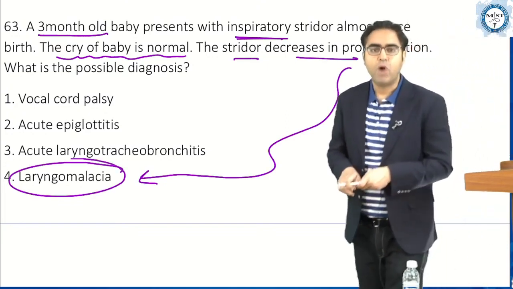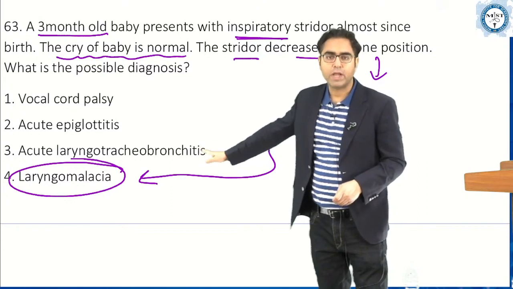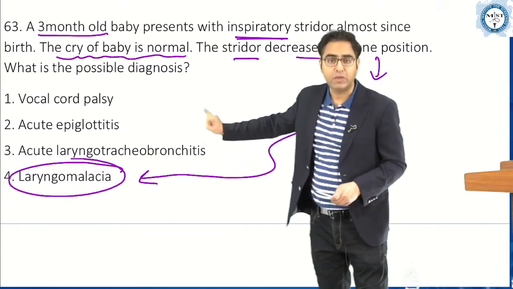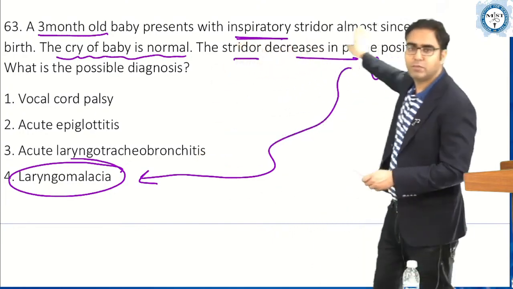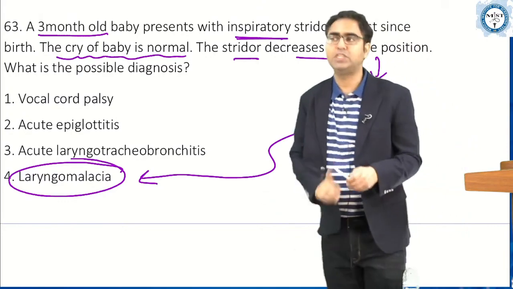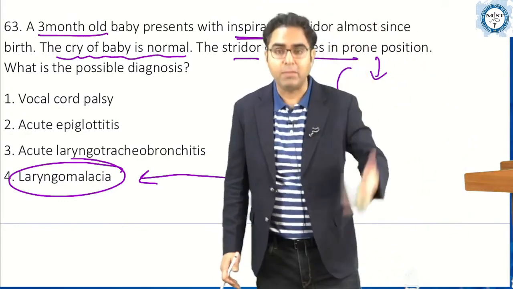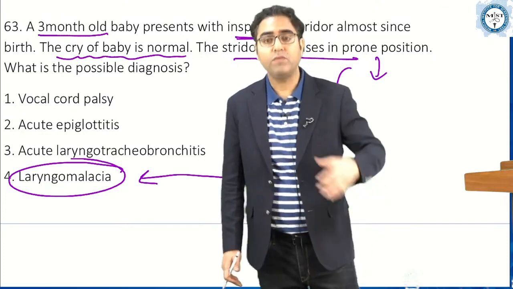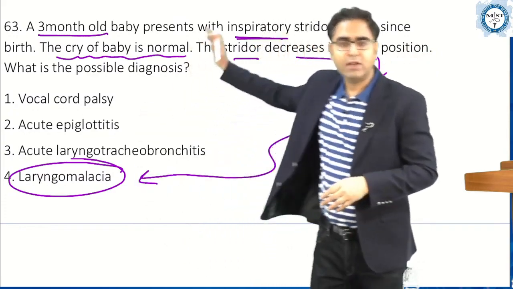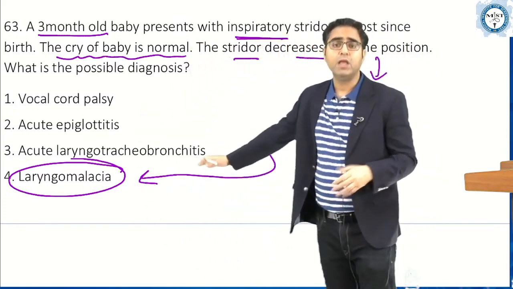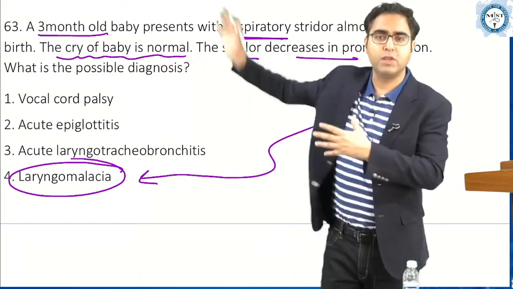Laryngomalacia, beta. Why is it not laryngotracheobronchitis? Laryngotracheobronchitis will have fever and cough also. It's an infection. This stridor is since birth, beta. Whenever in any specialty the question says the problem is since birth, think of congenital anomalies. And why is it not laryngotracheobronchitis? Because infection cannot be since birth. A 3-month-old baby cannot be suffering from 3 months.